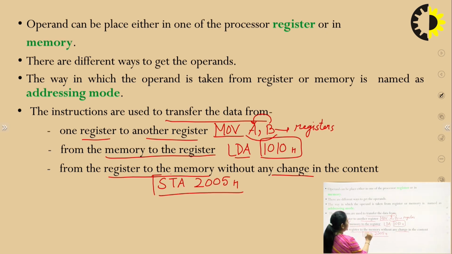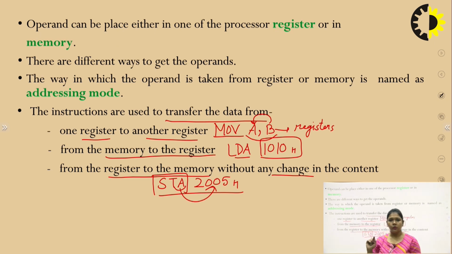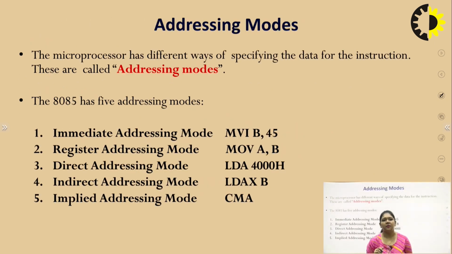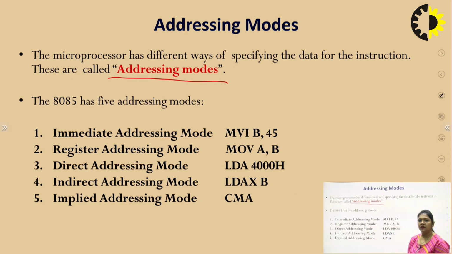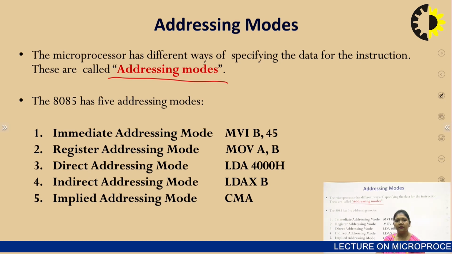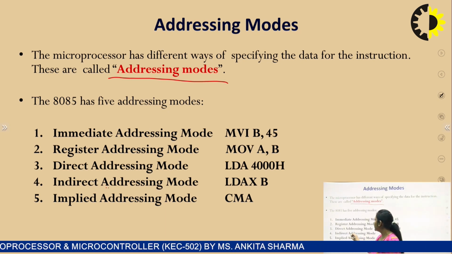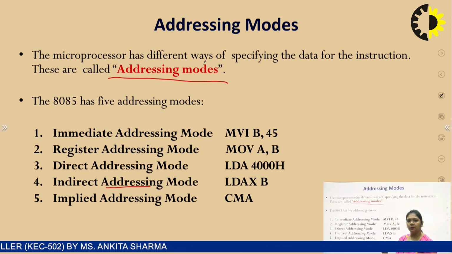So store accumulator, the contents of accumulator will be copied to this. We will be discussing this in detail in the addressing modes. So next is the addressing mode. The microprocessor has different ways of specifying the data for the instruction, and these ways are the addressing modes. So microprocessor 8085 basically has 5 addressing modes. First one is the immediate addressing mode, register addressing mode, direct addressing mode, indirect addressing mode, and implied addressing mode.